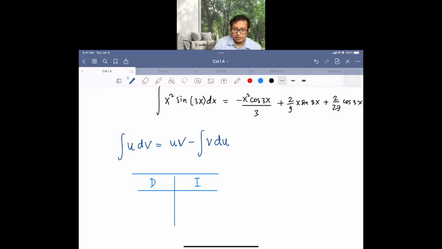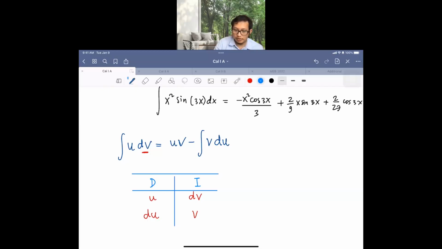Okay, the D column is the one that you are going to differentiate, which means this will be your u. That is the one that you are going to differentiate. So let's put u here. And the one that you are going to integrate is dv. So differentiating u becomes du, and integrating dv becomes v.